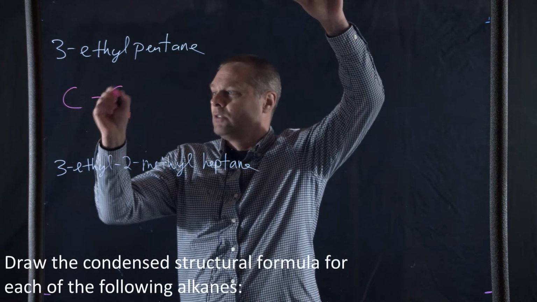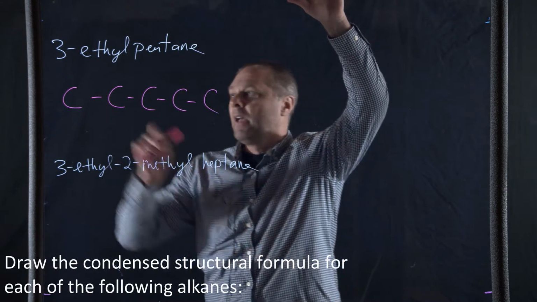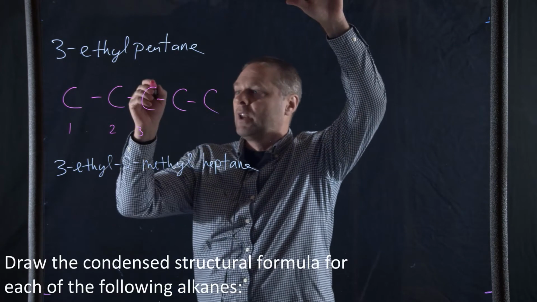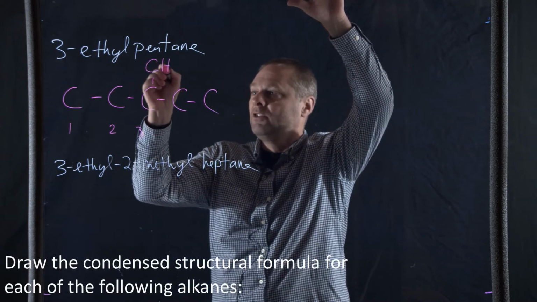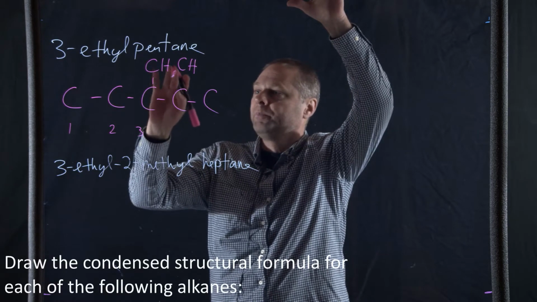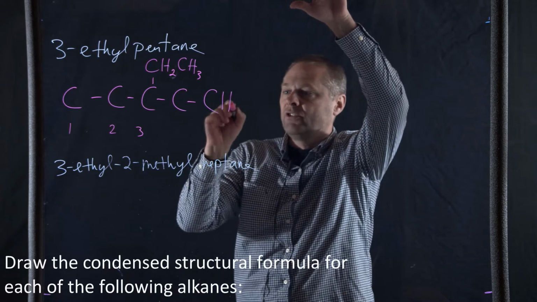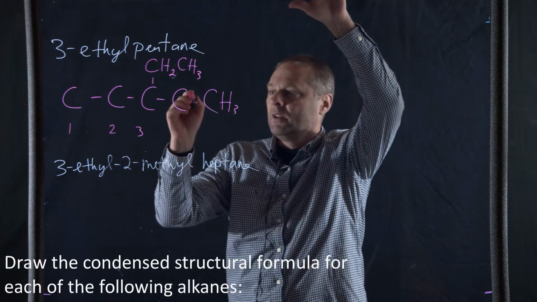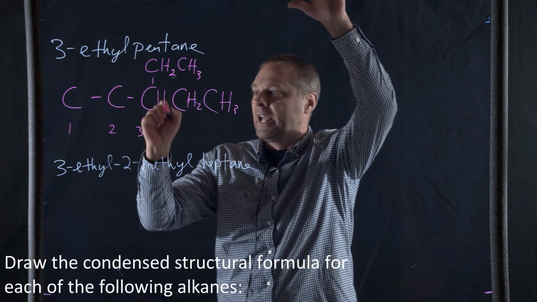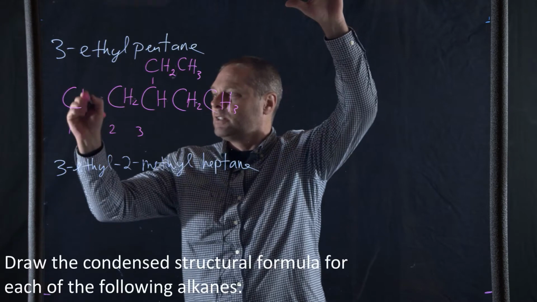1, 2, 3, 4, 5. And off the third carbon, so this is 1, 2, 3, we're going to have an ethyl group. So that'd be a CH3, CH, oops, sorry, CH2, CH3. This becomes H3. This becomes H2. All right. This becomes an H. This is an H2. And this is an H3.